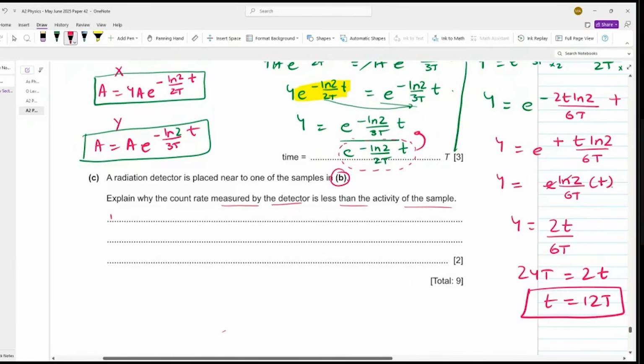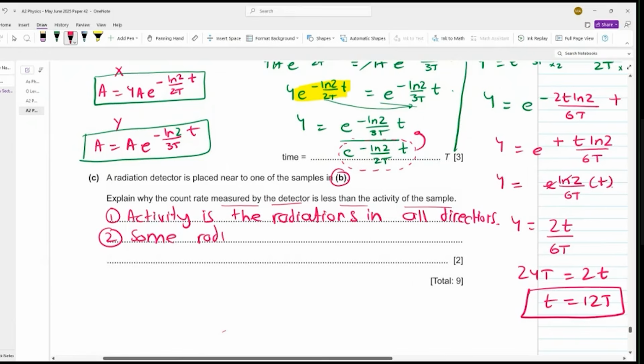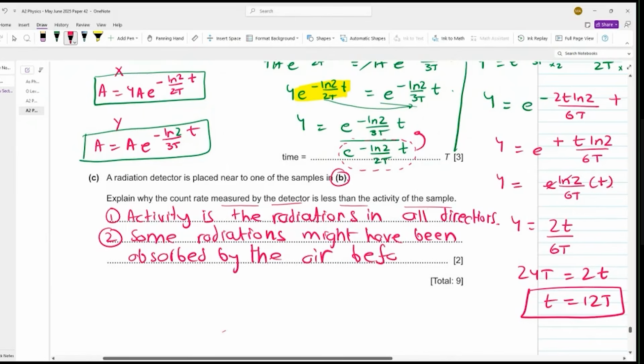First of all, you can say activity is the radiations in all directions. Secondly, what can you say? Some radiations might have been absorbed by the air before reaching the detector.